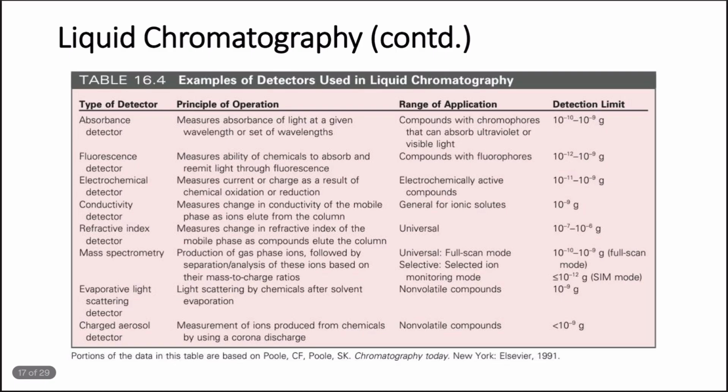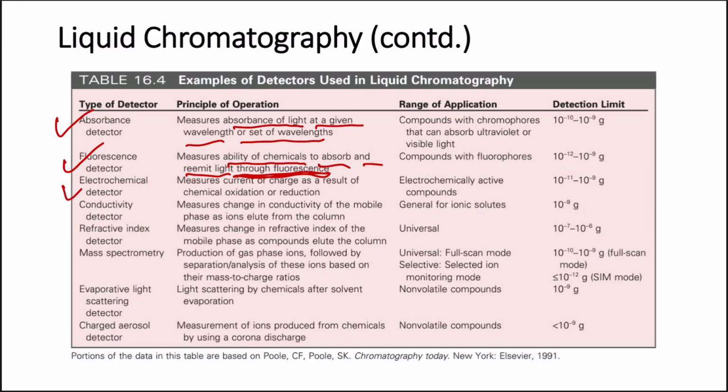Now, the different detectors which can be used in liquid chromatography include the absorbance detector. The absorbance detector measures the absorbance of light at a given wavelength or a set of wavelengths by the components eluting out of the chromatograph. Then we have the fluorescence detector, which detects the ability of chemicals to absorb and then re-emit light through fluorescence.